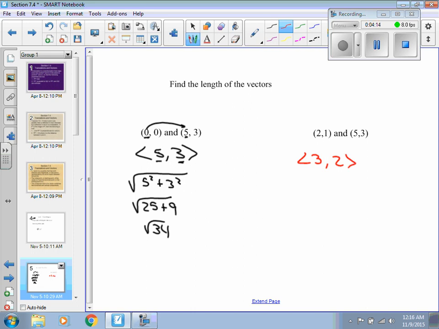Now, what we're going to do to find the magnitude is simply take and square both those numbers, add them together, and find the square root. So 3 squared plus 2 squared gives me 9 plus 4, which is the square root of 13. And that's our vector form and the length of those 2 vectors. Any questions on that?